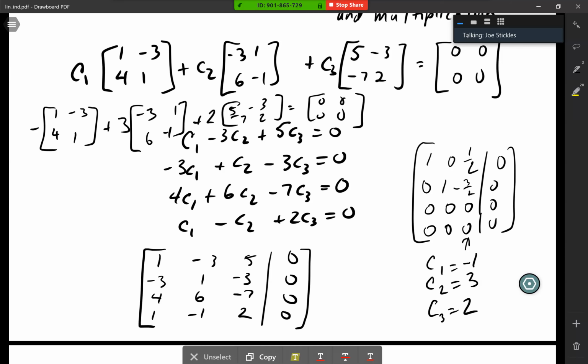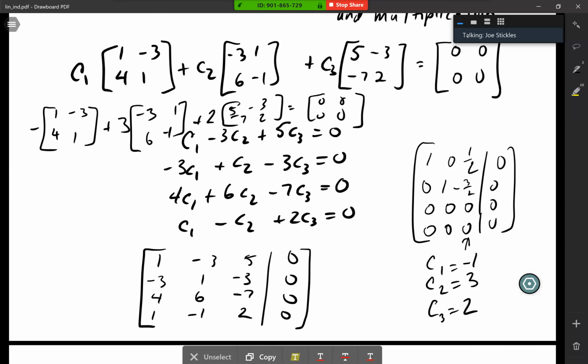So notice that I had the 1, negative 3, 4, 1 here in this first matrix. I can just write it down the first column. And then if I do the same order, notice I went 1, negative 3, 4, 1. I want to make sure that I do -3, 1, 6, -1 for the second one, and then 5, -3, -7, 2 for the third one.